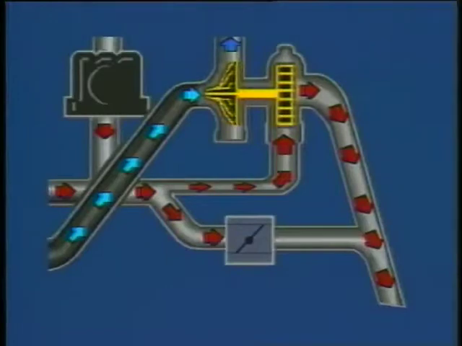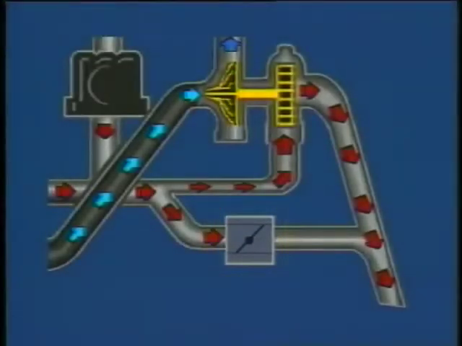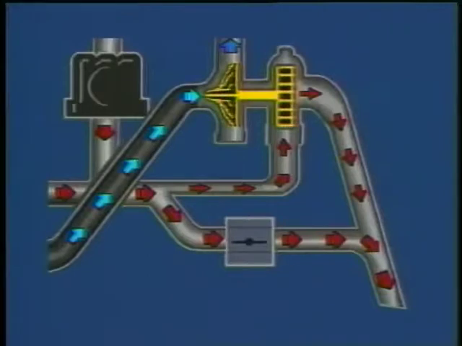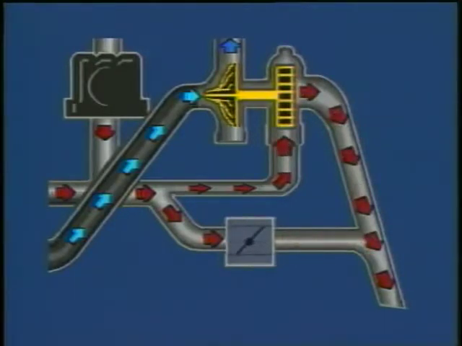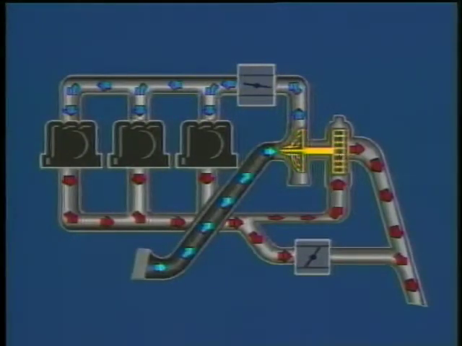To alleviate this possibility, a wastegate is added to the system to control the amount of exhaust gas that is routed through the turbine. When the wastegate is open, most of the exhaust bypasses the turbine. In this situation, the engine operates much like a normally aspirated engine. When the wastegate is closed, all of the exhaust gas is used to spin the turbine. In this case, the maximum amount of compressed air is being delivered to the manifold.